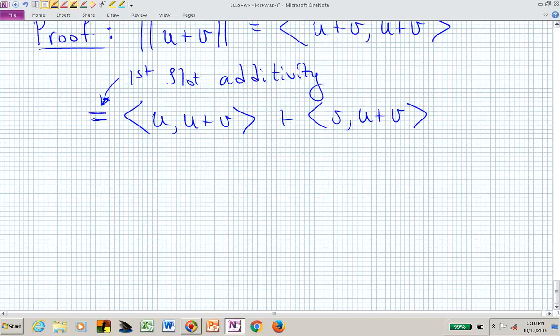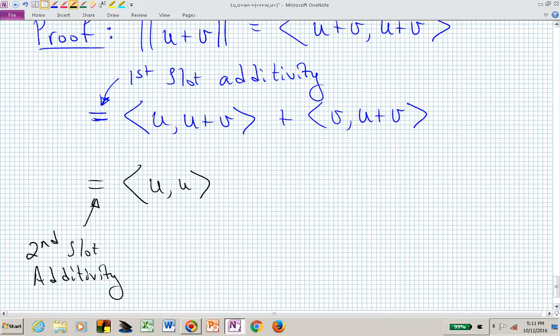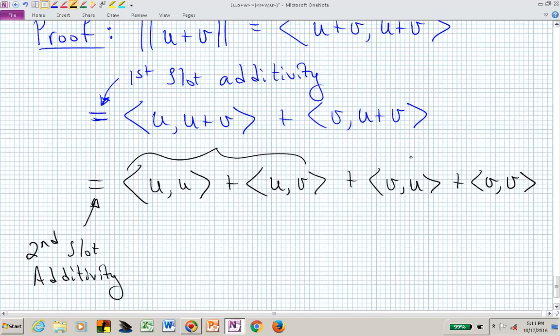And what else do we know? Well, now we have this sum in the second slot, but we just showed earlier that we have additivity of the second slot. So we can do that again for both of these pieces. Here is our second slot additivity. And that allows us now to say that we have u inner product with u plus u inner product with v plus v inner product with u plus v inner product with v. So these two came from that, and these two came from that.